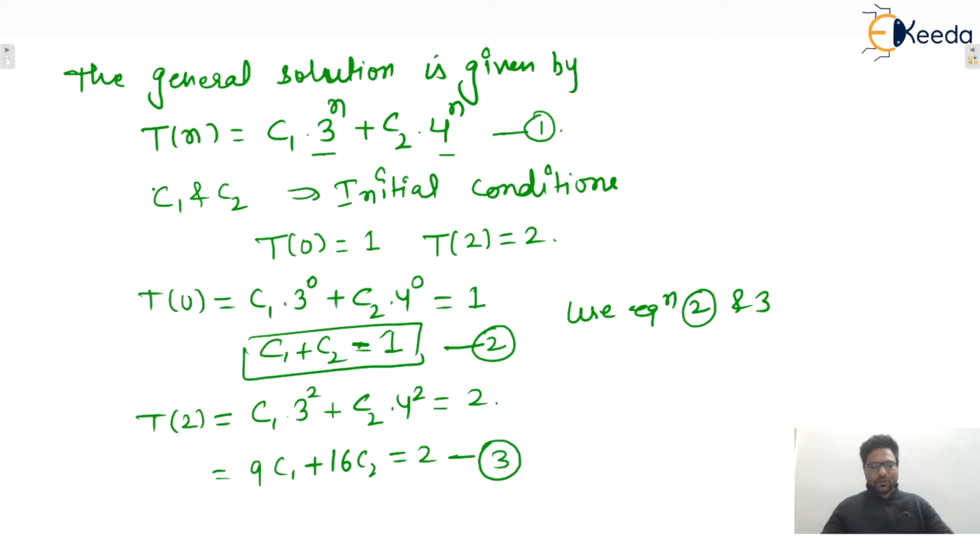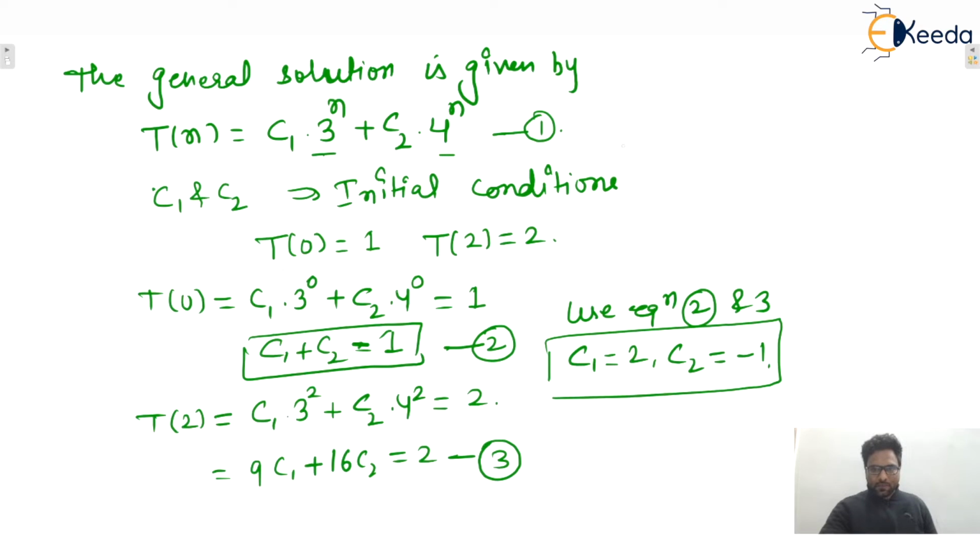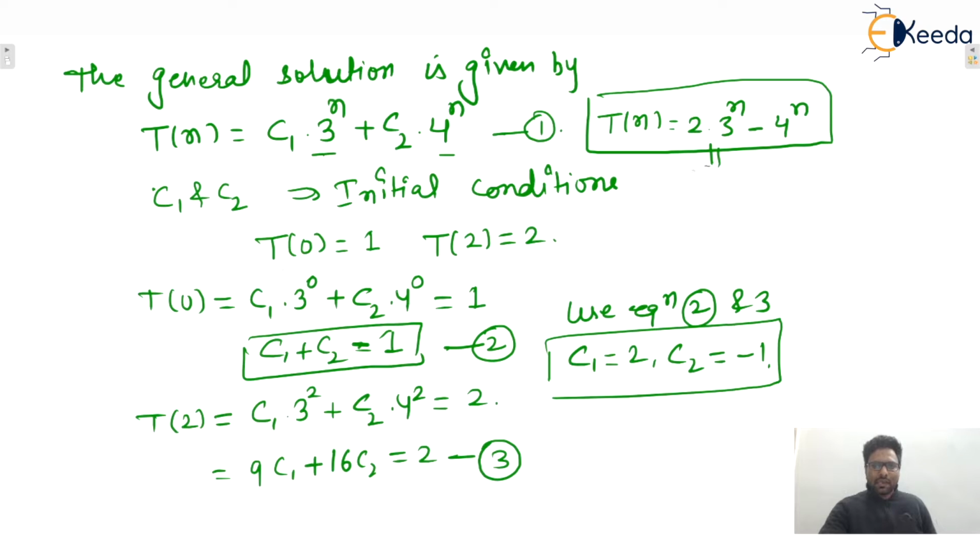If we solve equation 2 and equation 3, then we'll get C1 equals 2 and C2 equals -1. Put these values in equation 1. So the answer will be: T of n equals 2 into 3 raised to power n, then -1 into -4 raised to power n. That is the required solution of the given recurrence relation. Okay, so that will be the solution.